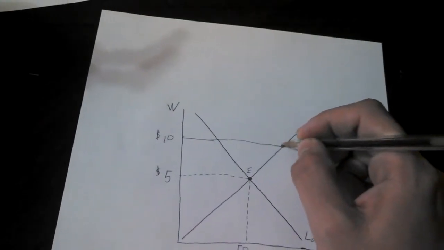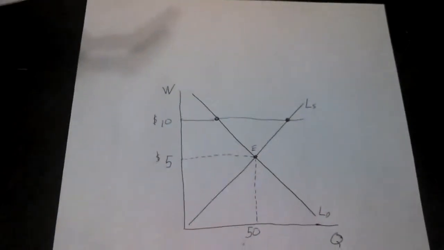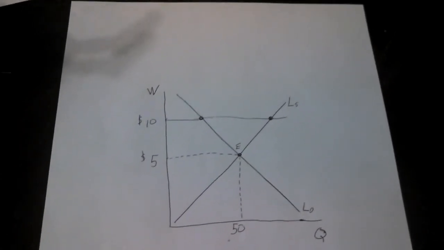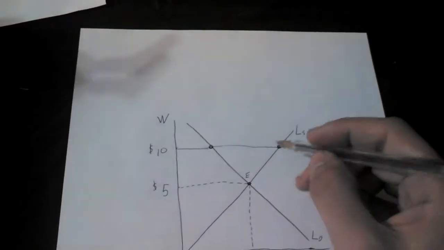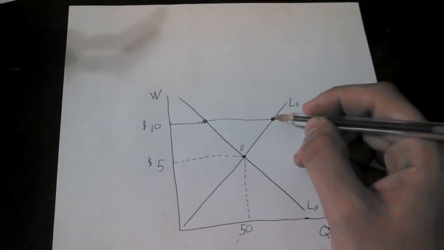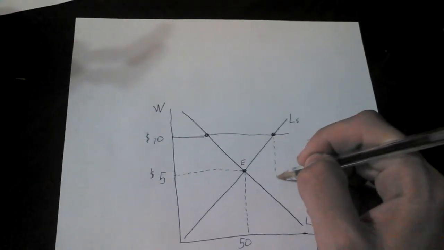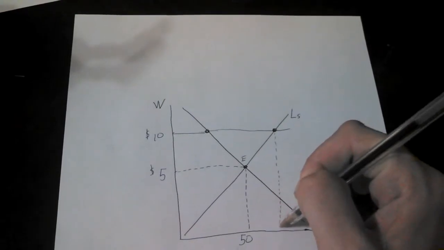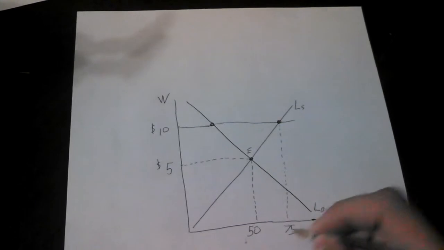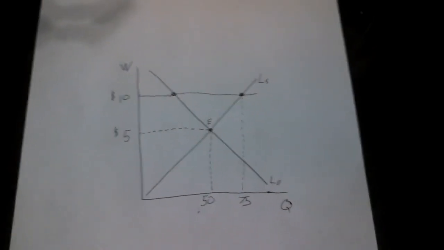So you look at your two points where this new horizontal line crosses our two lines, the supply line and the demand line. On this point, you have the amount of people who are willing to work for $10 an hour. So let's draw our dotted line down here. And let's say it's going to be 75 people are willing to work for $10 an hour.